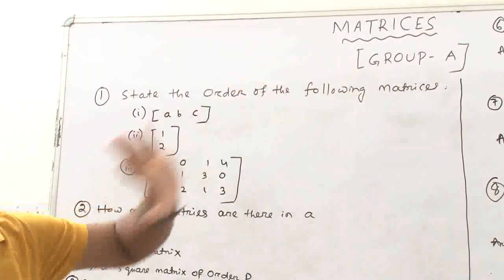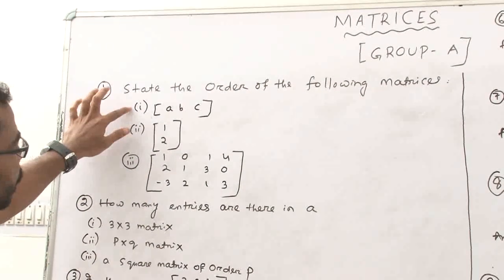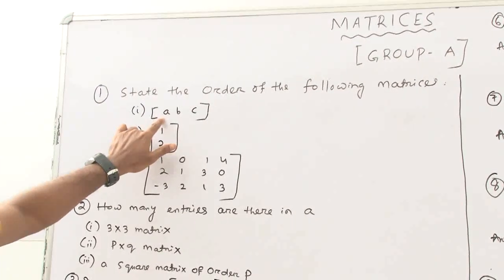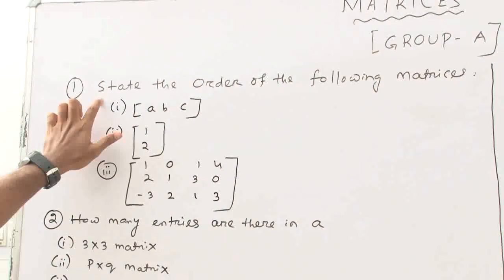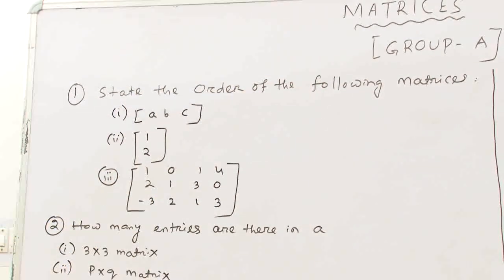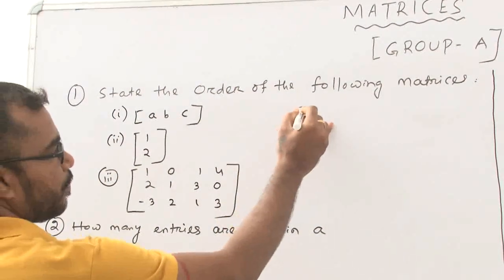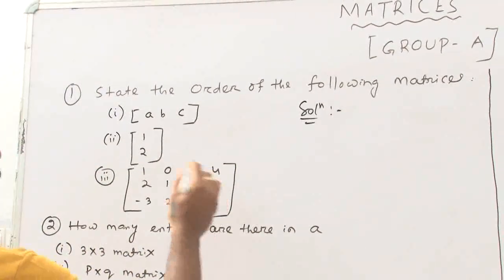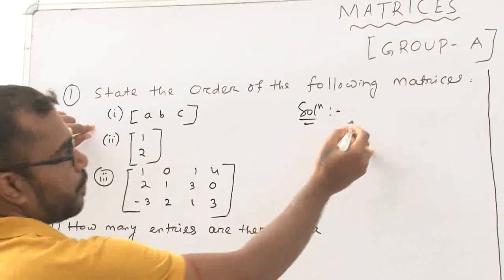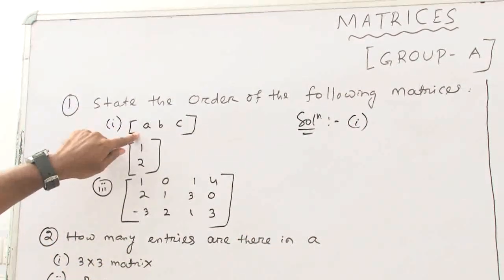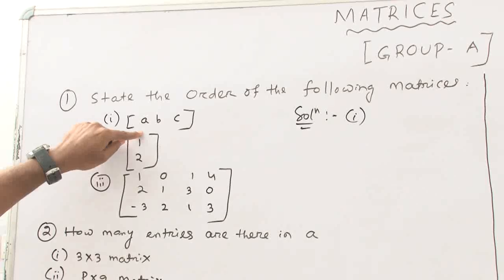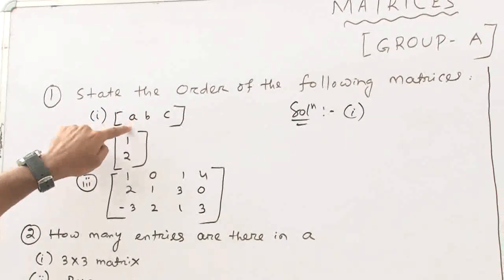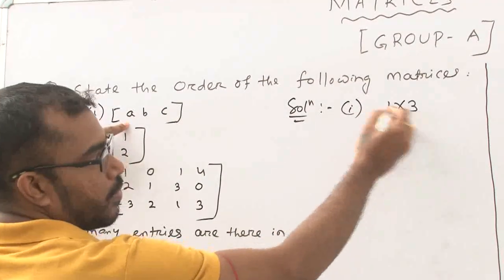State the order of the following matrices. So the first one is a matrix having elements A, B, C. We have to find what is the order of the matrix. So here is the solution. The solution of the first one is, because it is a matrix having one row and 3 columns, its order is 1 into 3.